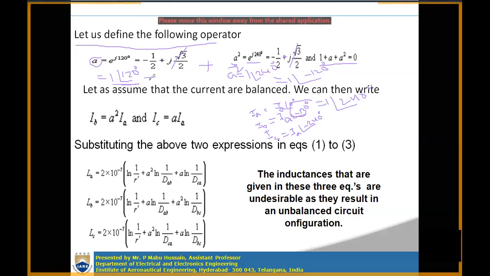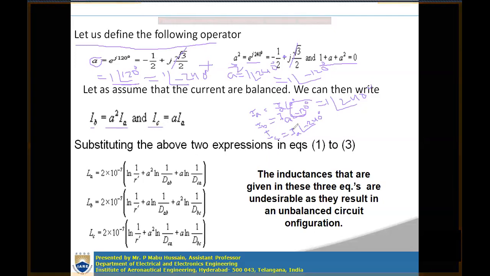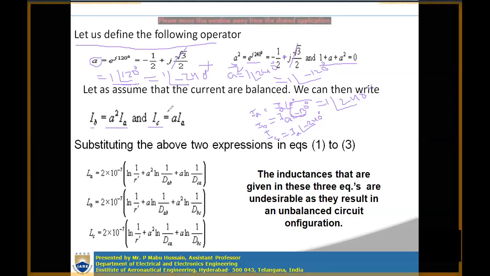A here is 1 at an angle of 120, or 1 at an angle of minus 240. You can write it like this. So for phase B, the magnitude is IA and the phase angle is minus 120. Minus 120 here is nothing but a square, so IB will become a square into IA. IC will have a magnitude of current IA and the angle is minus 240 degrees. This minus 240 degrees is nothing but operator a, so IC will be a into IA.